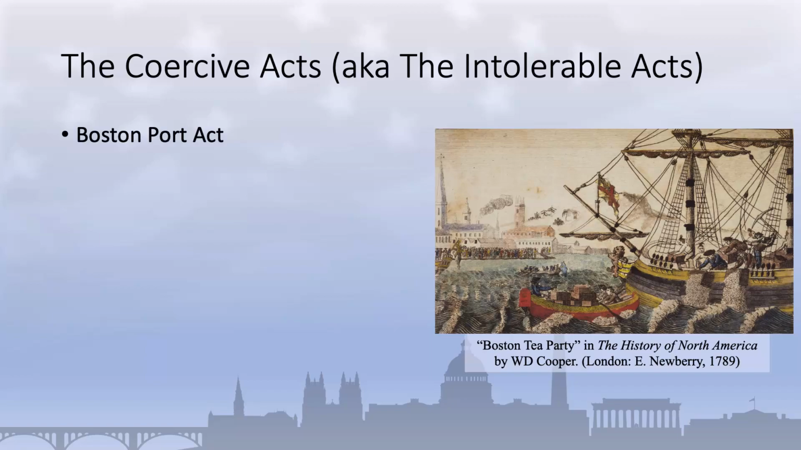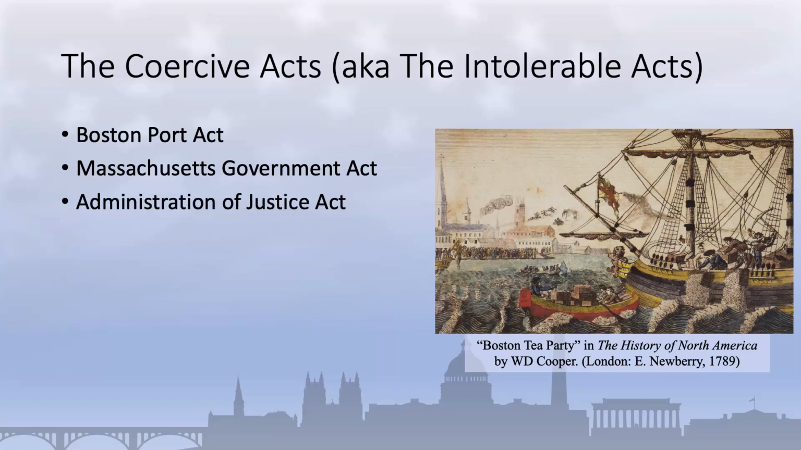The Boston Port Act closed the Port of Boston until the colonists paid for the tea they destroyed at the Boston Tea Party, and the king was satisfied that order had been returned to the city. The Massachusetts Government Act unilaterally revoked Massachusetts' charter and brought the colony under direct control of the British government. All colonial officials were to be directly appointed by the governor, Parliament, or the king, and no town meetings could be held without the approval of the governor.